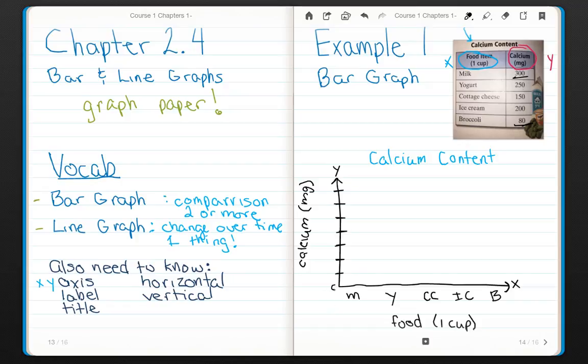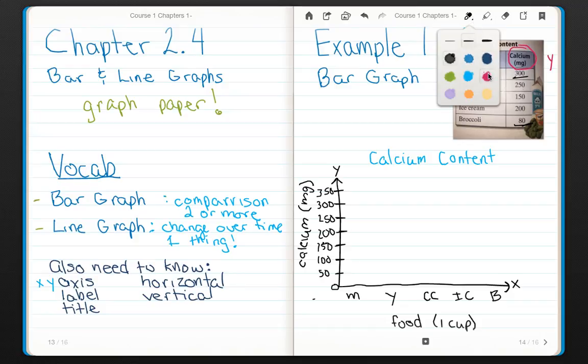Okay? So if this is 0, 50, 100, 150, 200, 250, 300, 350. Okay? They just have to be even. Count by ones, count by tens, count by twos, count by 50s. It doesn't matter what you count by as long as it is the same starting from 0. Okay? So now I have my x-axis, my y-axis, I have my labels, I have my title. Now I'm ready to actually make my bars.